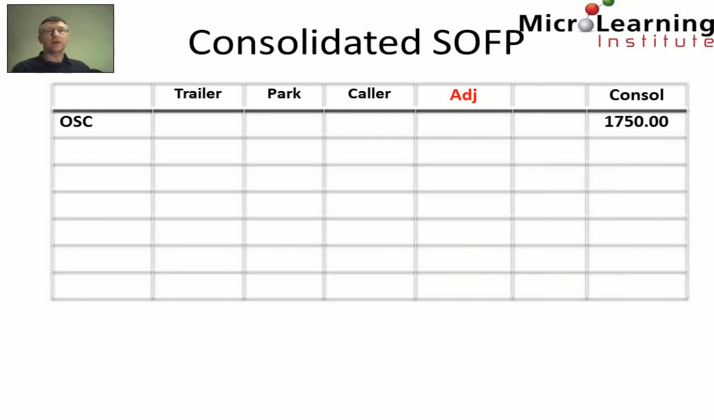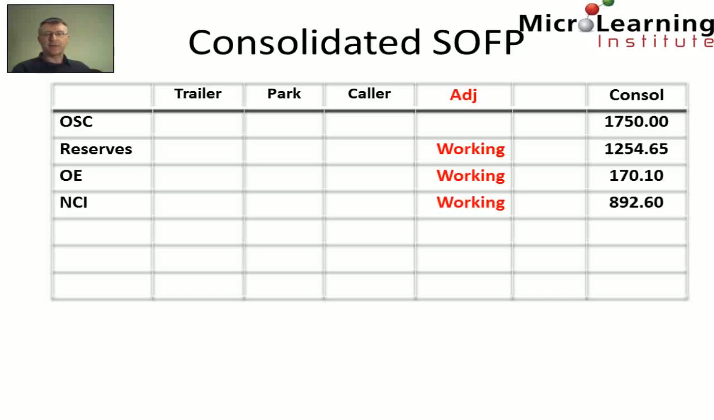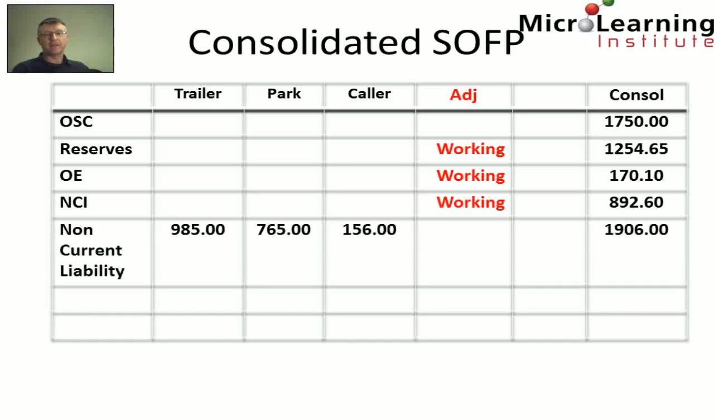course is only the ordinary share capital of Trailer, because we are preparing this consolidated statement of financial position for the shareholders of Trailer. Reserves, we've already had a working on reserves where we confirmed that the consolidated reserves were 1254.65. Similarly with other components of equity, we've already done that working at 170.1, and non-controlling interest, moving that value from the working at 892.6.